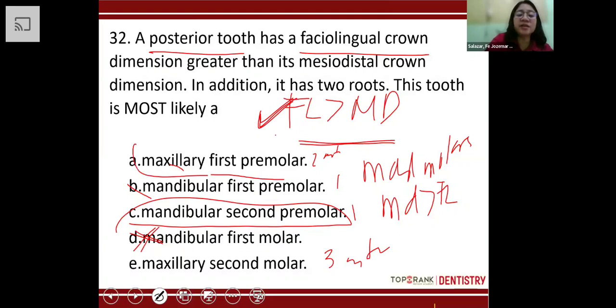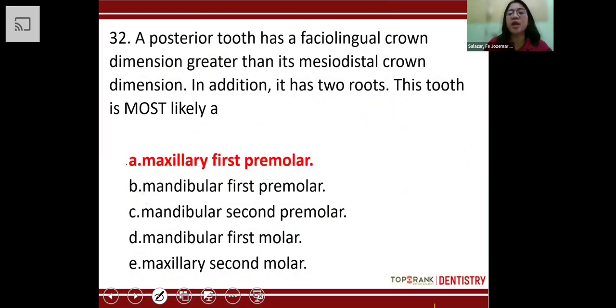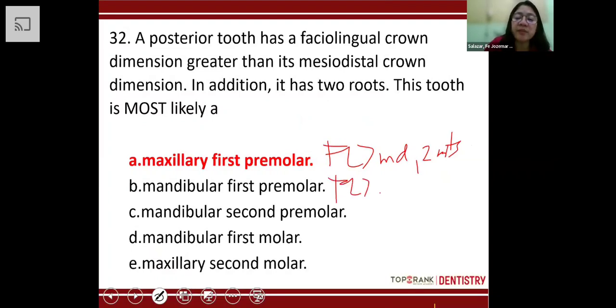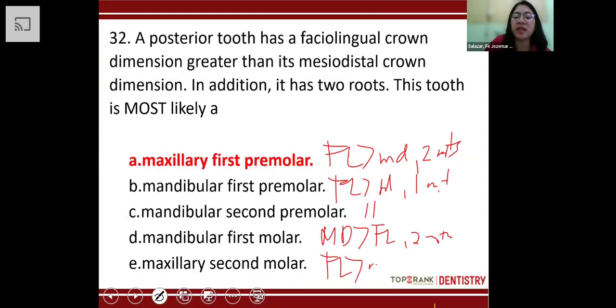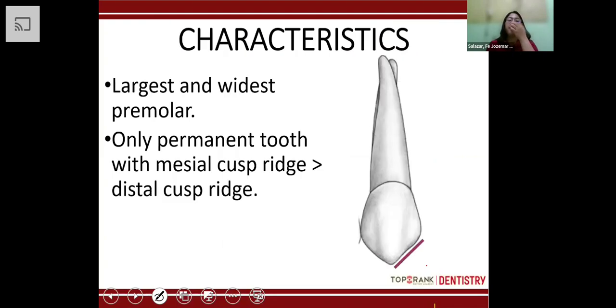Okay? Letter A. Your maxillary first premolar. It's wider faciolingually than mesiodistally and it has 2 roots. Okay? Kasi ito, wider faciolingually than mesiodistally pero 1 root. Ganon din to, mandibular first molar mesiodistal greater than faciolingual and you have 2 roots. Maxillary second molar faciolingual greater than mesiodistal pero you have 3 roots. So letter A.